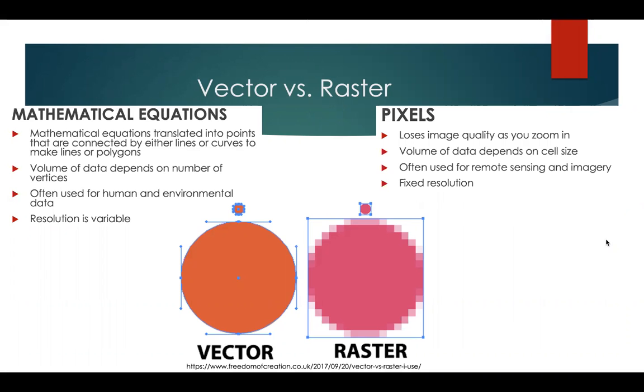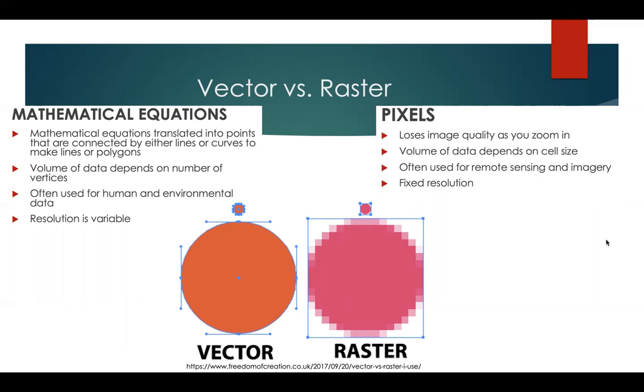Vector relies on mathematical equations that translates points and connects them either by lines or curves to make them either lines or polygons. The volume of the data depends on the number of vertices. Often this is used for human and environmental data. The resolution here is variable.